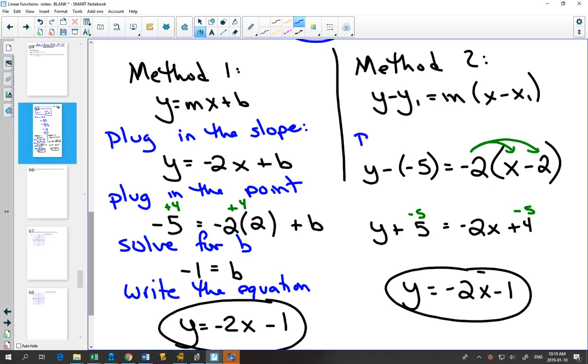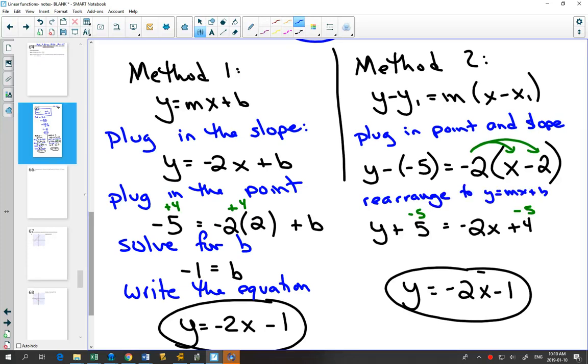So what did we do here? Same thing. We plugged in the point and slope at the same time, whereas in the other one, we plugged in our slope first, then plugged in our point. If you wanted to, in method 1, you could plug both in at the same time. Then you rearrange the equation.